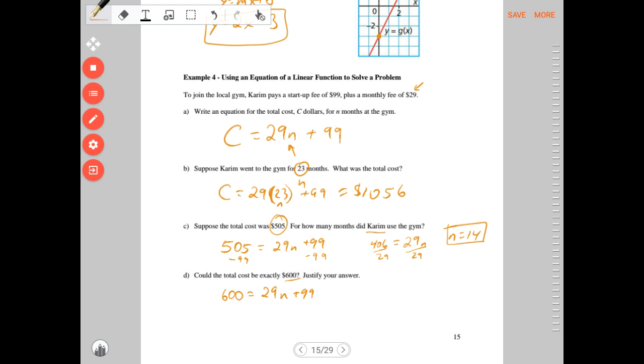So 29n plus 99. Again, minus 99. So 501 equals 29n, divided by 29, divided by 29. So n equals 17.3 months. So no, this number is not possible. Because if you get past your 17th month, you would have to pay for the whole 18th month. So yeah, the 600 would never work out to that. All right.